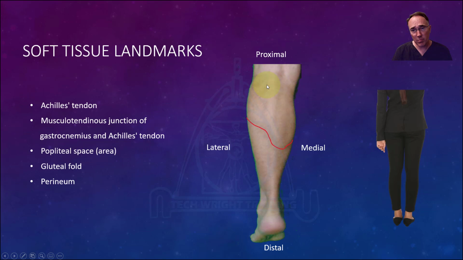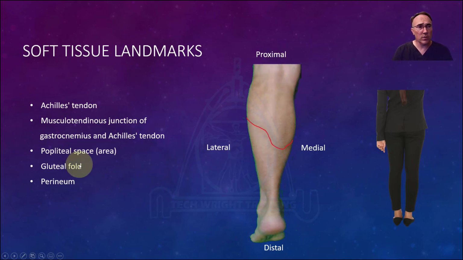Then we have the popliteal space or area. This is the area in the back of the knee. So when you bend your knee, this area right here would be your popliteal space. There's a lot of vascular tissue like veins and arteries and nerves that run through this area back here. And so we use that popliteal term to describe this area right back here.